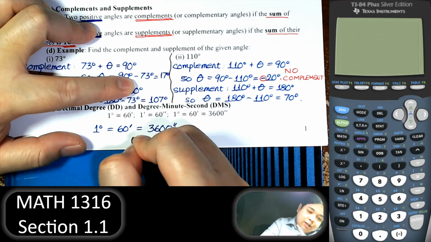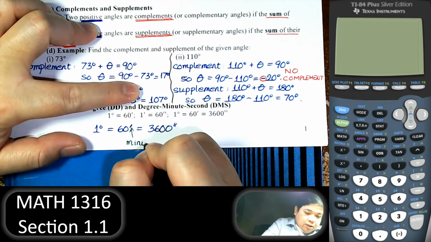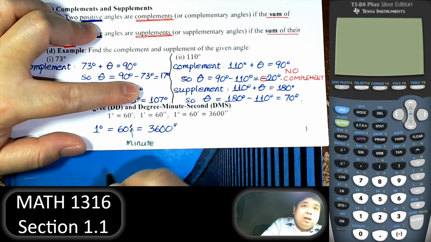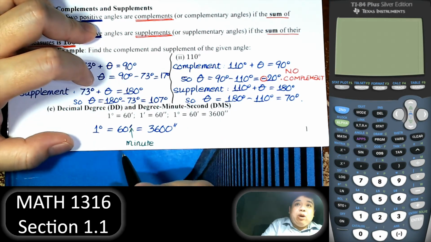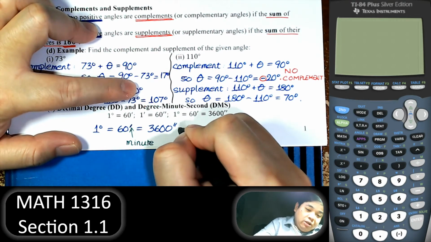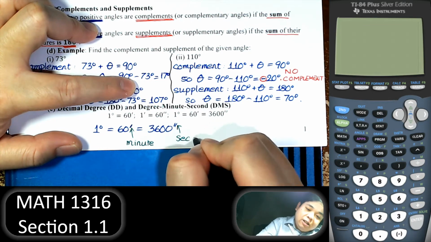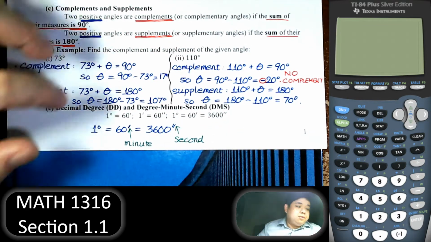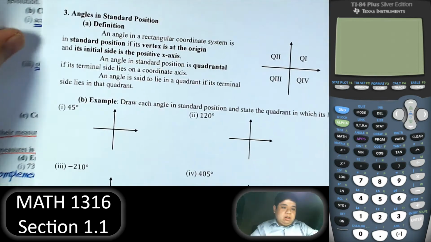And that is minute. The reason we denote it differently than we spell out minute is that minute is also a unit of time. So that's why we have to use a different notation. And this is second. Now let's look at some examples.